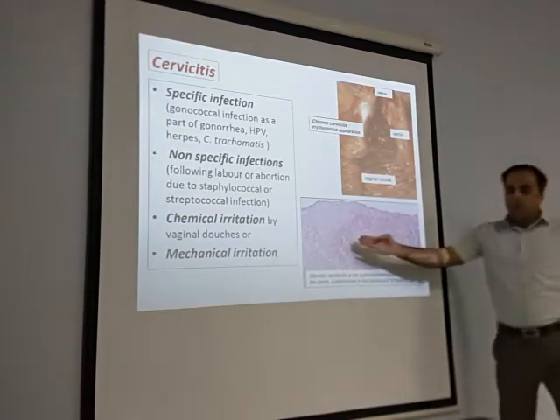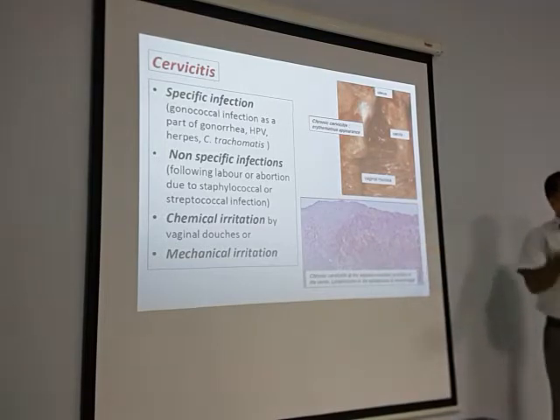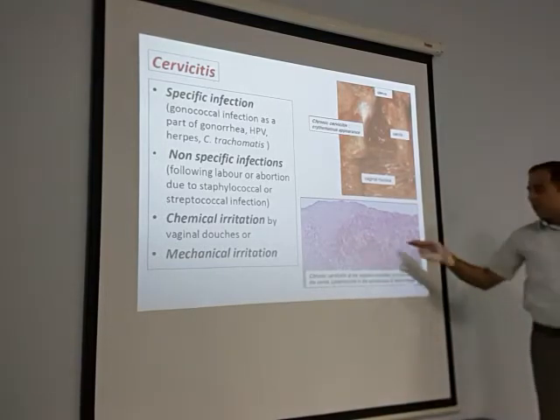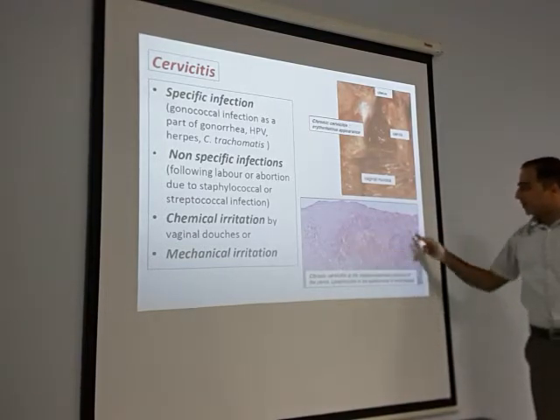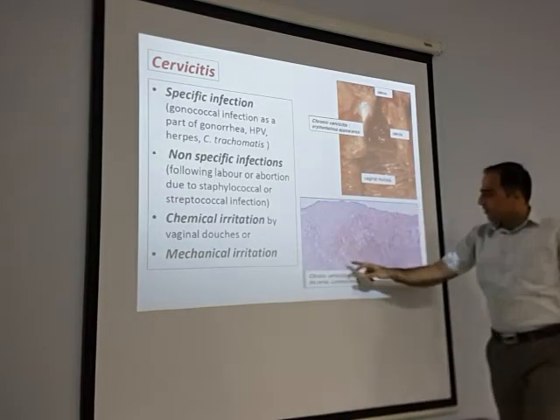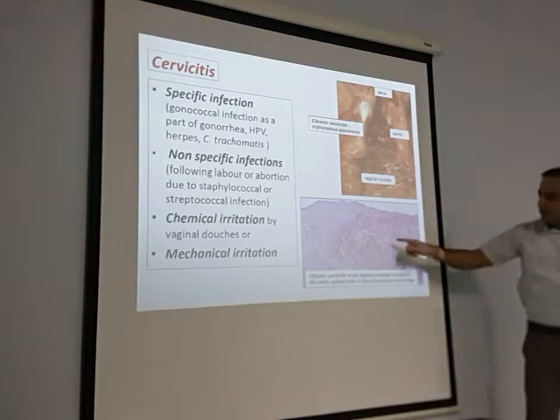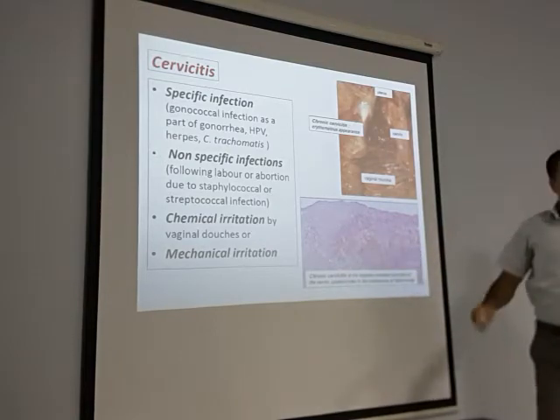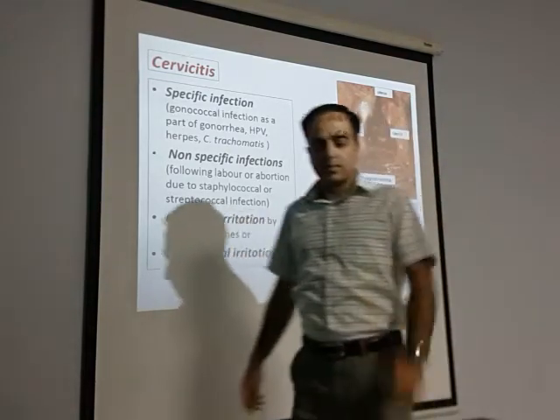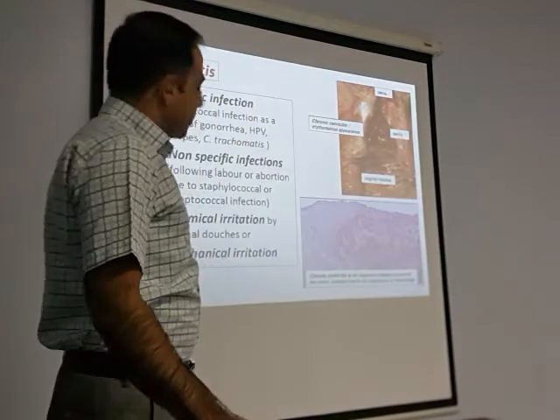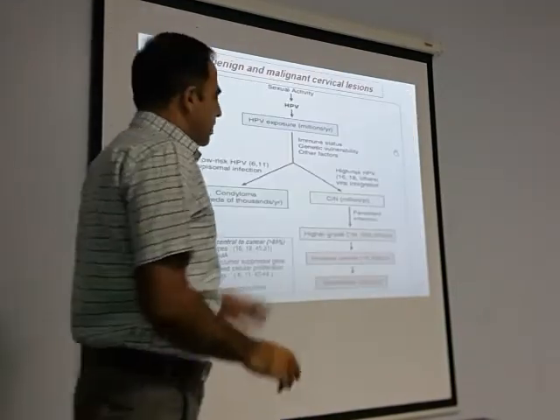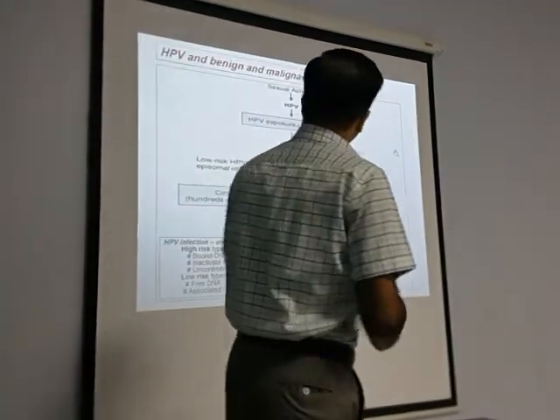And you can find hemorrhage also. Some of the vessels might undergo hemorrhage, and you will find these red color cells. This is the squamous epithelium. The black color cells below are the lymphocytes. And the pinkish red is blood or hemorrhage. So this is cervicitis. We don't have to discuss much about cervicitis.